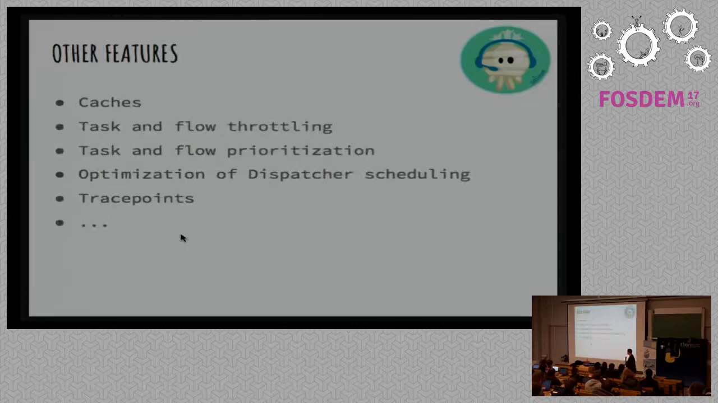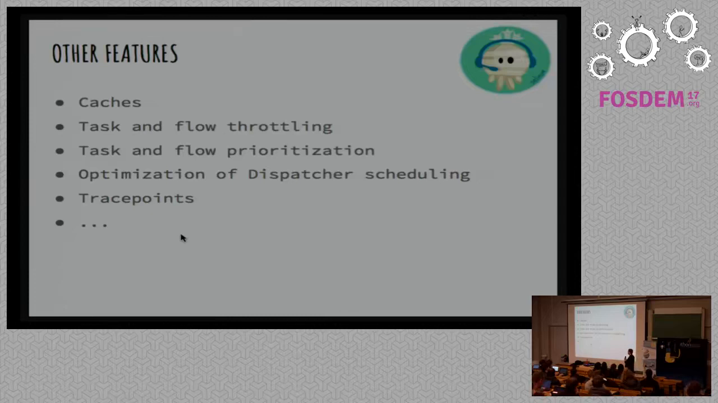There are also other features like caches. If you don't want to retrieve the result of a task every time, you can use Selinon caches. Also, there is a way to use a cache for retrieving the status of a task. You can also do task or flow throttling. You can say, for example, hey, I want to run these tasks no more than 2 times per minute.